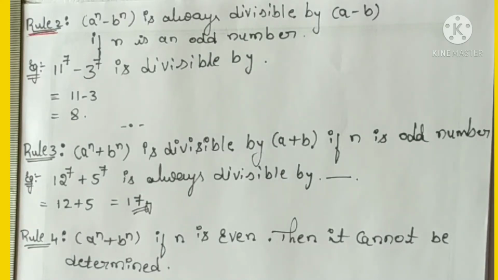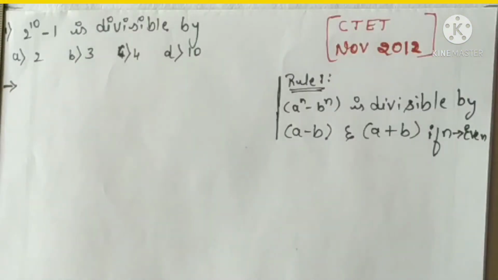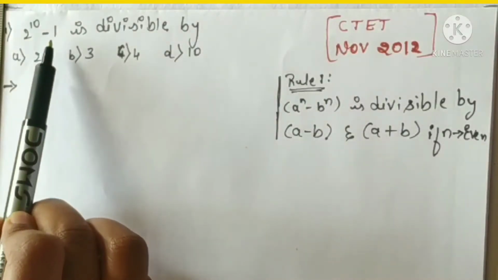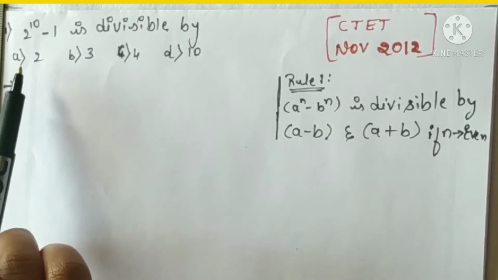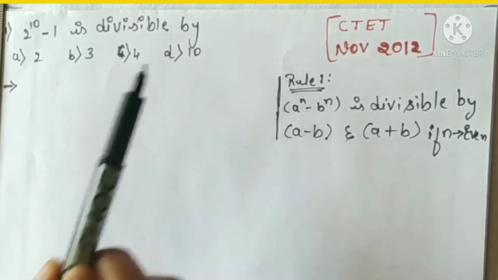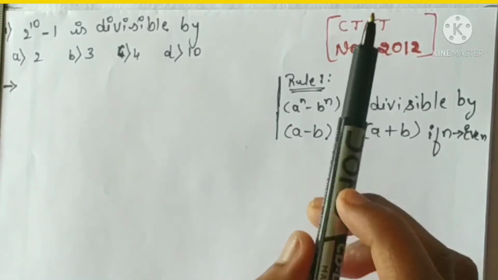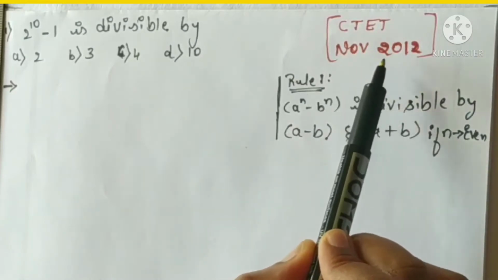Now based on these rules, we will solve some previous year CTET examination questions. Number 1: 2 to the power of 10 minus 1 is divisible by. The options given are 2, 3, 4 and 10. This question was asked in CTET November 2012.